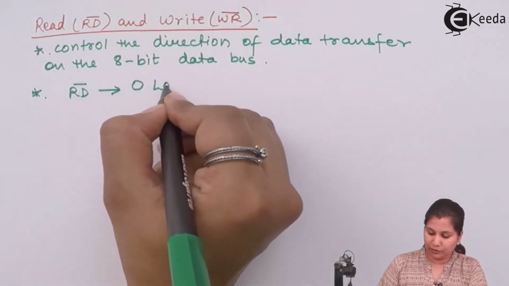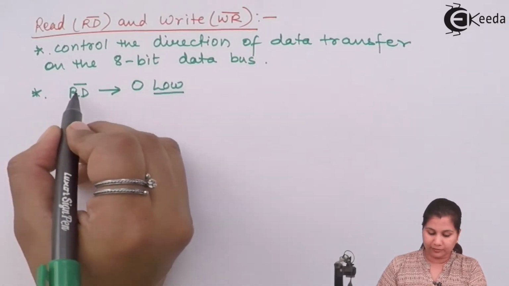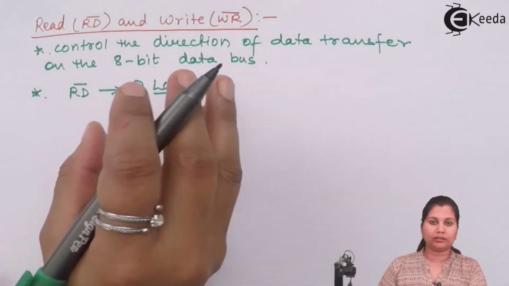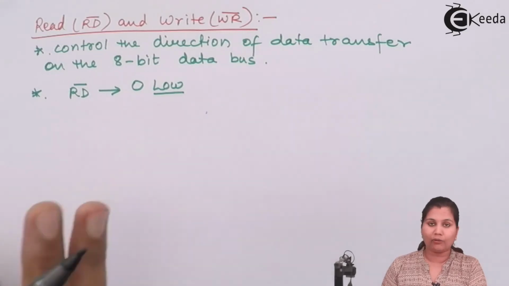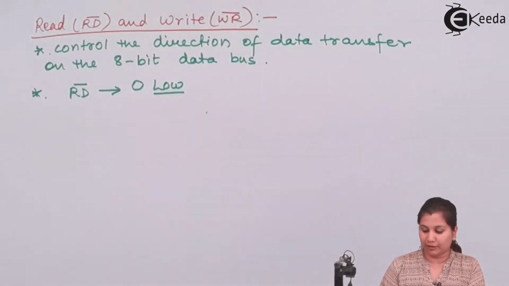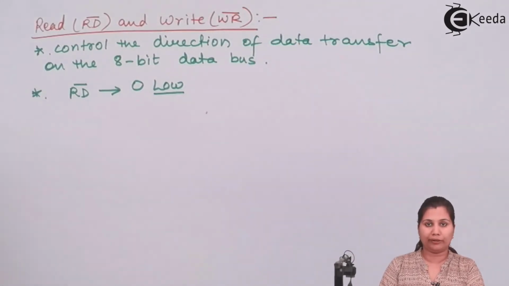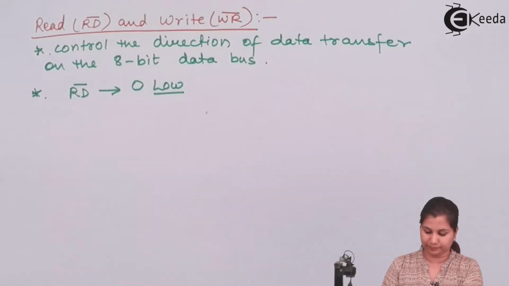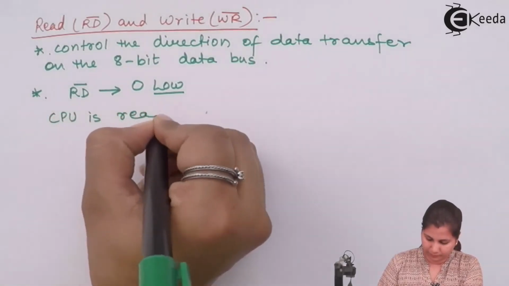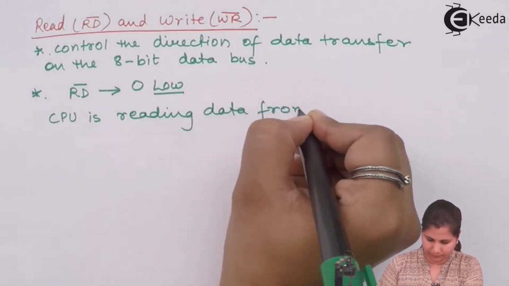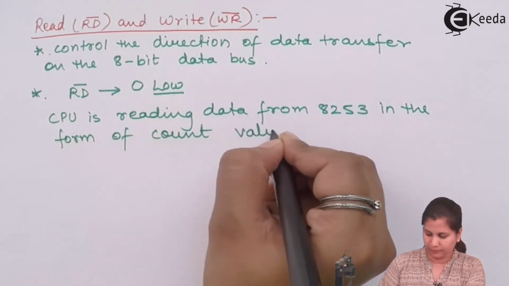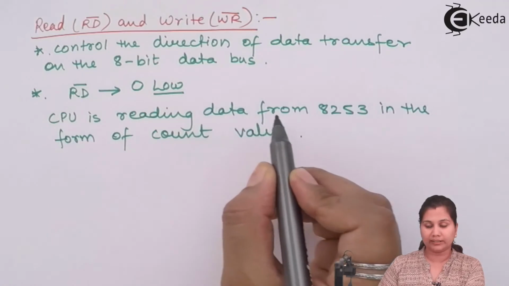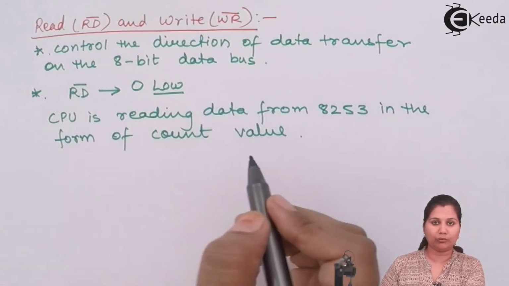So when this signal is low, that means the count value which is there on the 3 counters, counter 1, counter 0 and counter 2, will be read by the microprocessor. So the data is going to transfer from the counters or from the 8253 IC to the microprocessor. So when this is low, the CPU is reading the data from the 8253 in the form of count value.